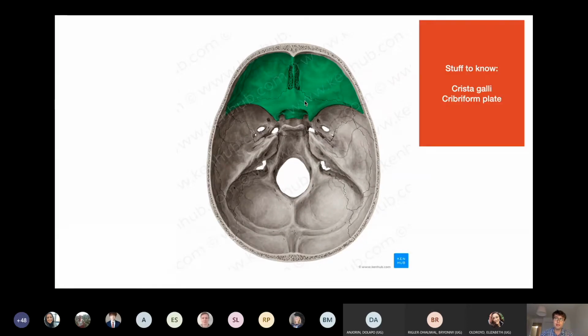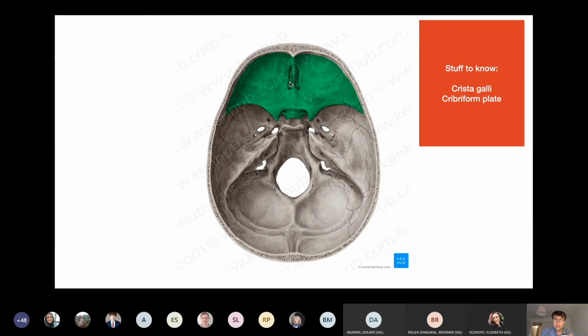And the 2 things that you need to know for phase 1 is the Crista galli, which means the cock's comb, you know, sort of like a cock, like the rooster crowing, like this. It has sort of like a fan thing on the top of its head. That is what this central structure is here, and it sticks out, and it's where the dura mater attaches to form the falx cerebri, which we'll talk about a bit later. So the dura mater attaches to the Crista galli here.